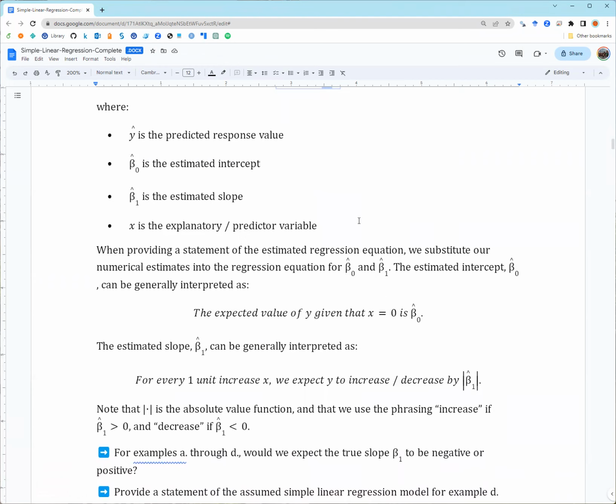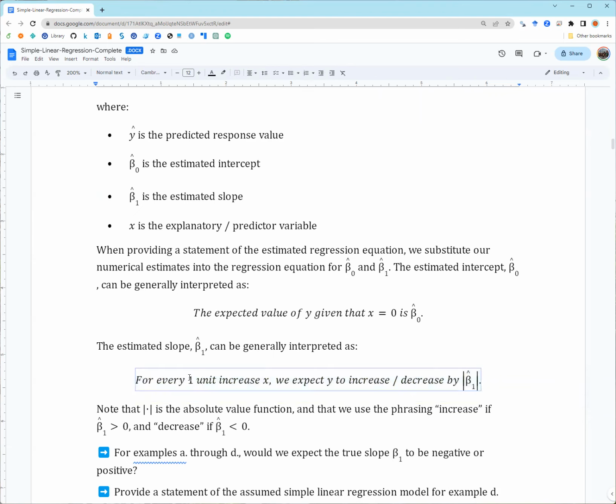We can interpret these values, the estimated intercept and slope, for a given context. So here's a general blueprint interpretation for the intercept term. It is the expected value of y given that x is 0. And the slope has its own blueprint interpretation here. We can say for every 1 unit increase in the predictor variable x, we expect the response variable to increase or decrease by the absolute value of beta hat 1. So this is a way to give a blueprint interpretation such that you could tailor it for any problem.